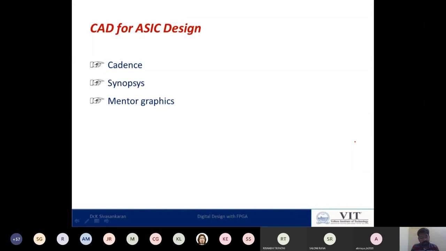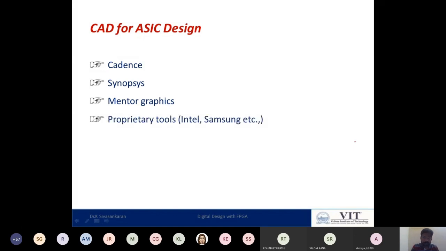Mentor Graphics, we have complete front end and back end tools, and then we have 120 user licenses. And of course, in industry, they have their own proprietary tools. Apart from the standard vendor tools, they'll have their own proprietary tools also. Apart from that, there are some tools called Magic and so on. So a lot of tools are available.